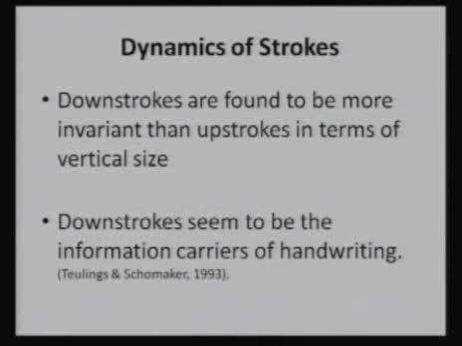Downstrokes are found to be more invariant than upstrokes in terms of vertical size. And downstrokes seem to be the information carriers of handwriting. Therefore, if we start doing measurements on handwriting, should we look at downstrokes first as the place to start?